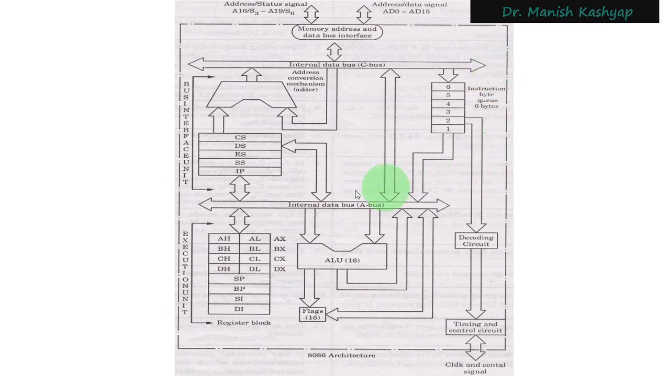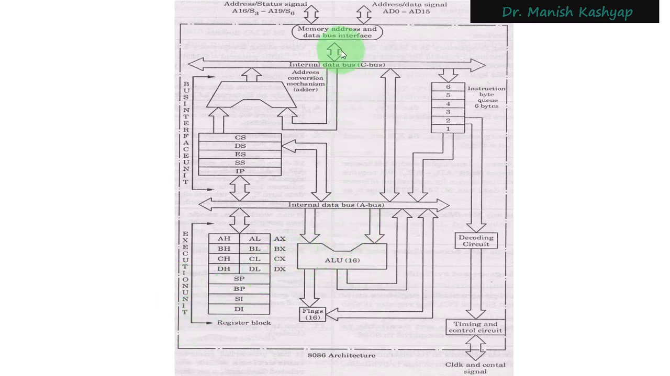So the rest of the portions, as you see, are familiar to you. This is the internal data bus. This is the C bus. This is the A bus. The A bus is meant for the execution unit. The C bus is meant for this particular bus interface unit. You can see that it is also written here: bus interface unit and execution unit, right?